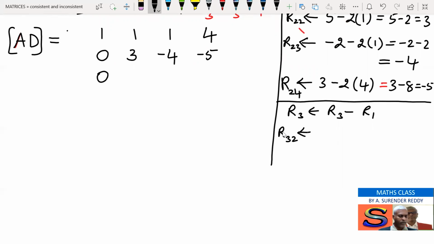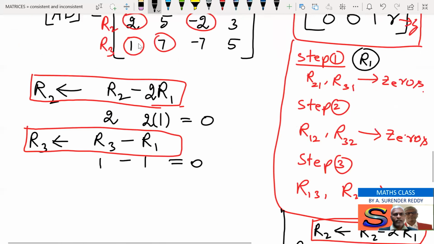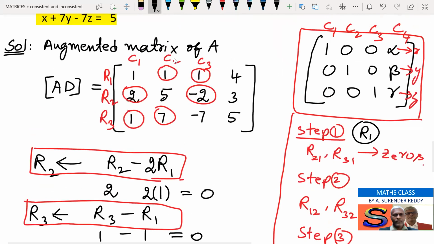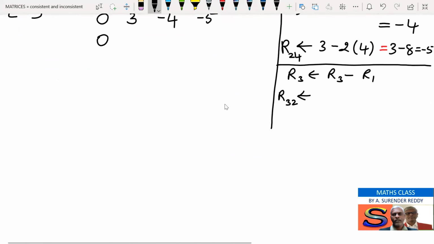R3 లో second number ఏముంది? Third row second number is 7, and R1 లో second number 1. R3 లో second number 7, R1 లో second number 1 తీసుకొని ఇందులో substitute చేయాలి. R3 value is 7, R1 value is 1, 7 minus 1 we get 6.